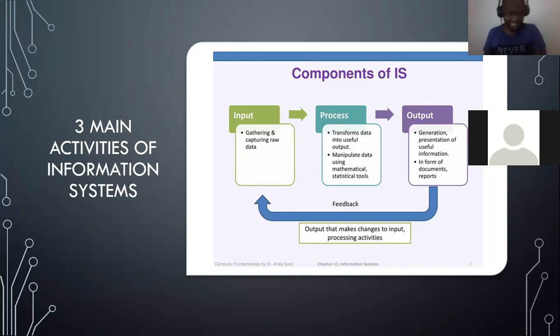So now let's talk about three main activities of information systems. What you need to understand is there's what we call input, right? Then there's what we call process.